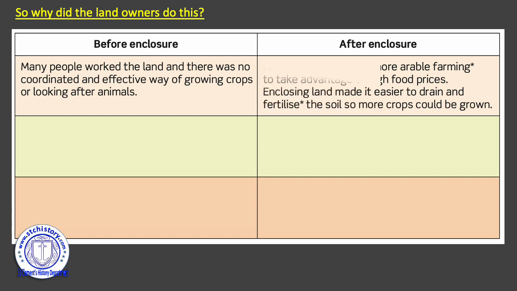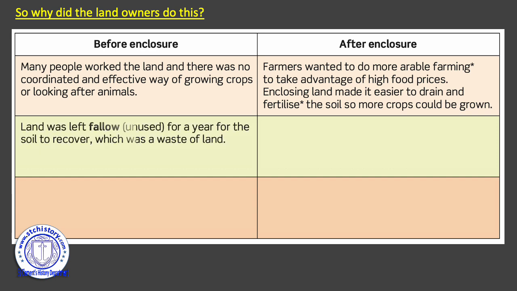So afterwards, it's quite clear to see that the farmers wanted to do more arable farming, so growing crops on the land to take advantage of the high food prices. Clearly they want the land for that, so they're going to take control rather than it being so chaotic. Enclosing the land makes it easier because they can drain the land and they can use fertilizers so the crops can be grown there. But when it's chaos and everyone's got a bit of it, it's much harder to do that, isn't it? So that's one reason why they enclosed, and I feel like that's quite a fair justification for why they did it. Obviously, why they did it is irrelevant when we know that it causes some severe problems.